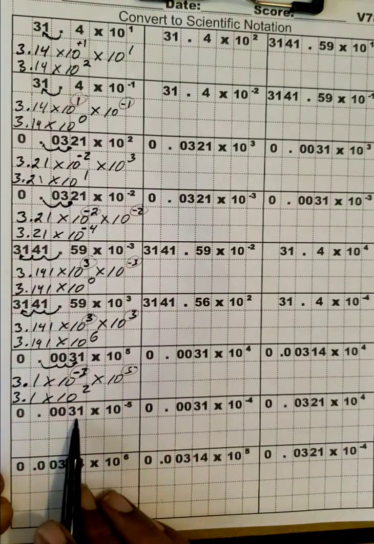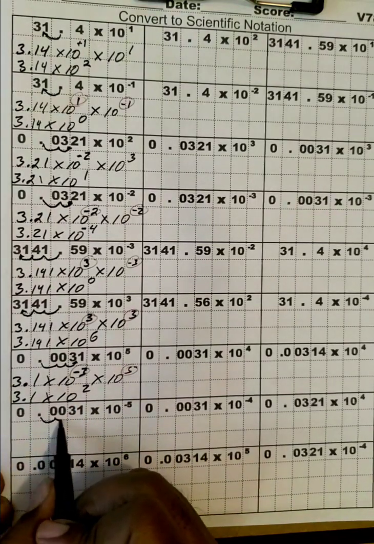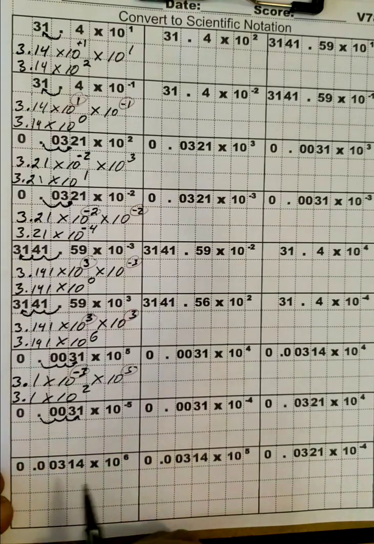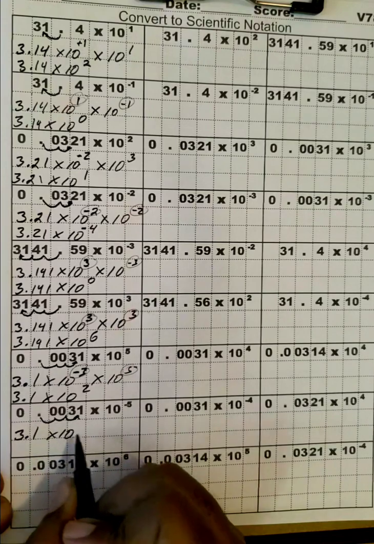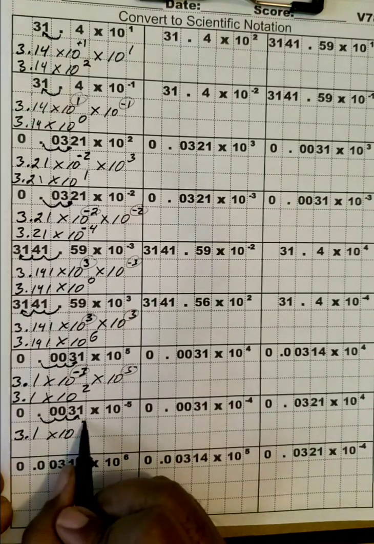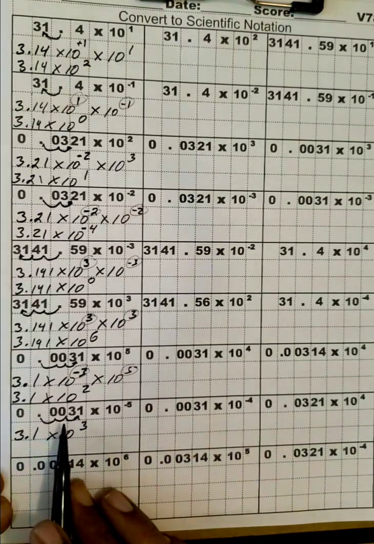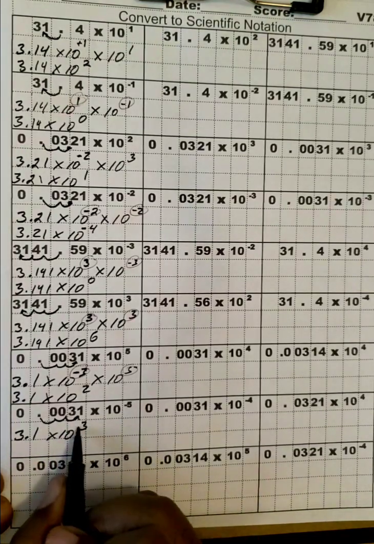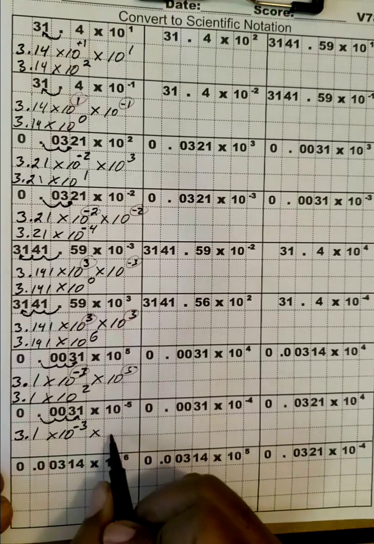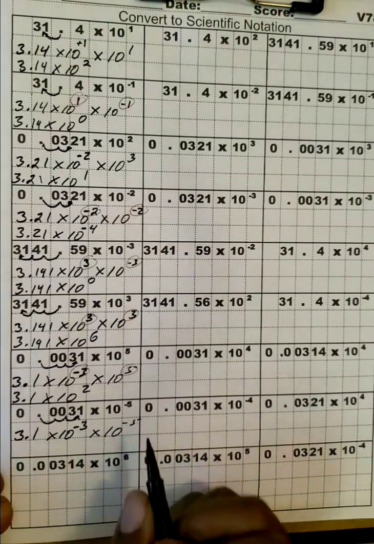This one, I want my decimal between my 3 and a 1, so I move it here, here, and then there. So this will be a 3.1 times 10. That was 3 moves, so this is a 3. And 0.0031 is a small number, smaller than 1, so this is going to be a negative exponent. And we'll bring down our times 10 to the negative 5th power.